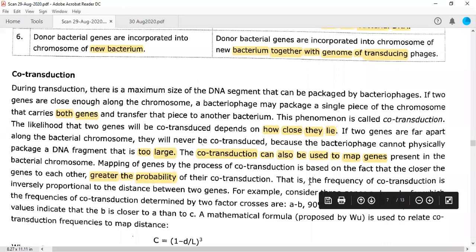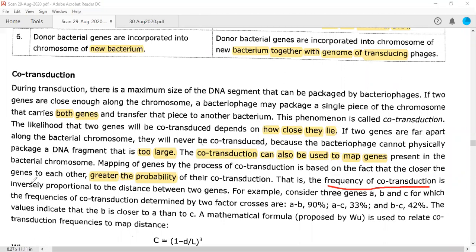That is, the frequency of co-transduction is inversely proportional to the distance between the two genes. Hope you are able to understand this. This line is telling that the distance is inversely proportional to the frequency of co-transduction. Simply, if they are having less distance, the frequency will be more. If they are having more distance, there is less chance of their co-transduction, so the frequency will be less.